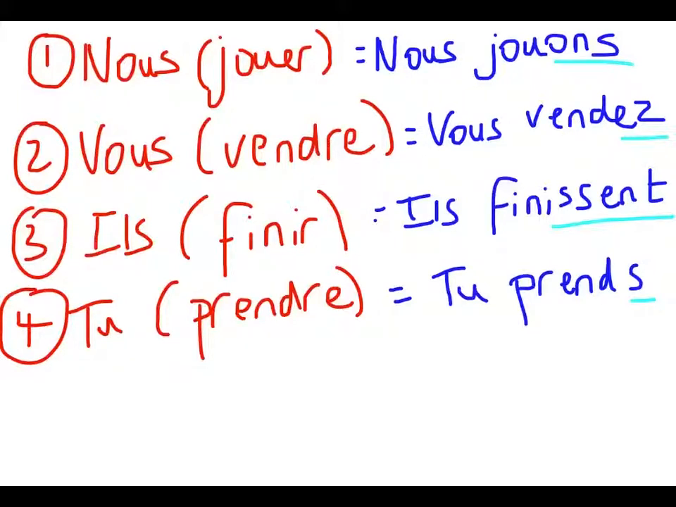With the third one, this is an IR verb, so I removed the IR, and I knew to add an ISSENT: finissent. And the fourth one, finally, is an RE verb again. So I removed the RE, and then because it's il, I've consulted the table, and I know that I need to add nothing to complete my conjugation.